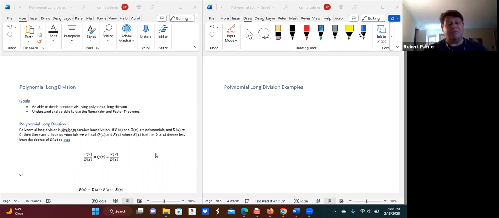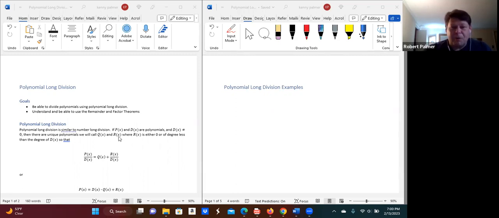So you're probably familiar with numerical or number long division, though you may not have done it in a long time. It's dividing numbers by hand. We use calculators these days, and most of us don't do it much anymore. But we're going to show that polynomial division is very similar to that.